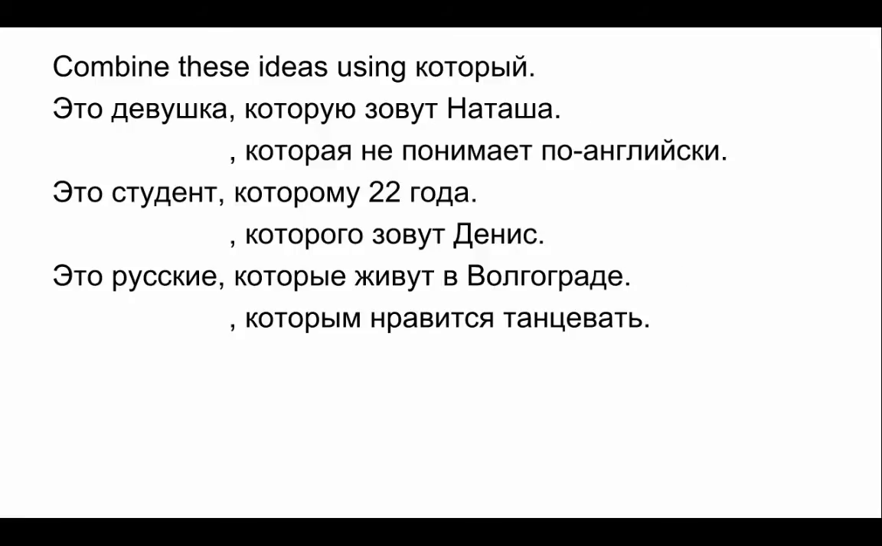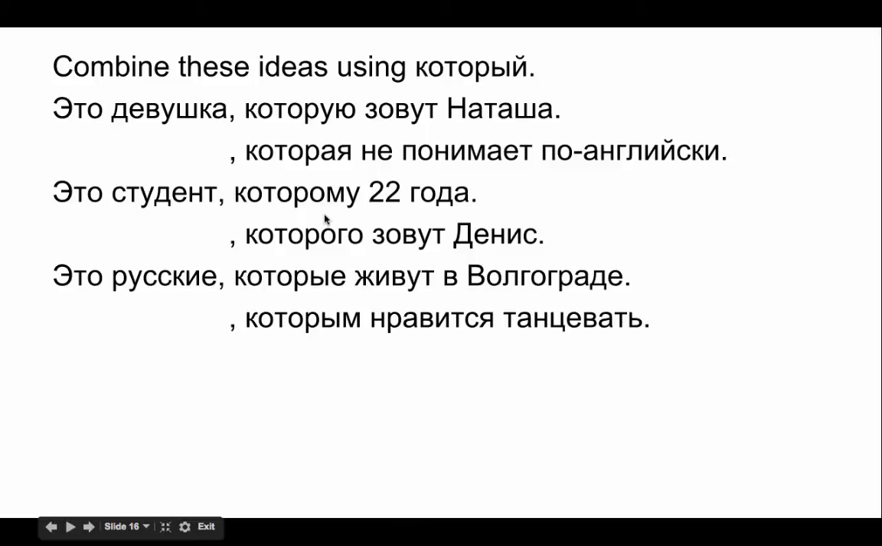Here's what we have. Это девушка, которую зовут Наташа. What case do we have here? Accusative. Because they call her. Это девушка, которая не понимает по-английски. This is a girl who doesn't understand English. Again, we have to have it agree with девушка and gender. But here, she is the actor of this part of the sentence. So we need nominative case.